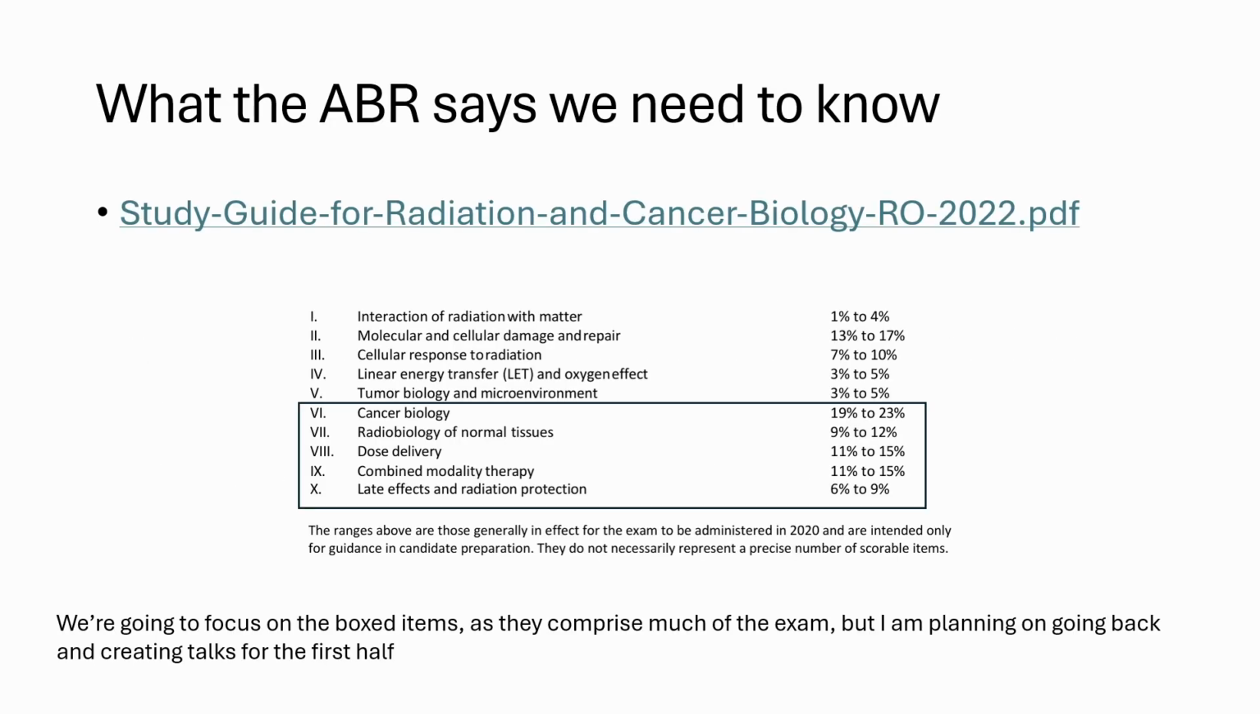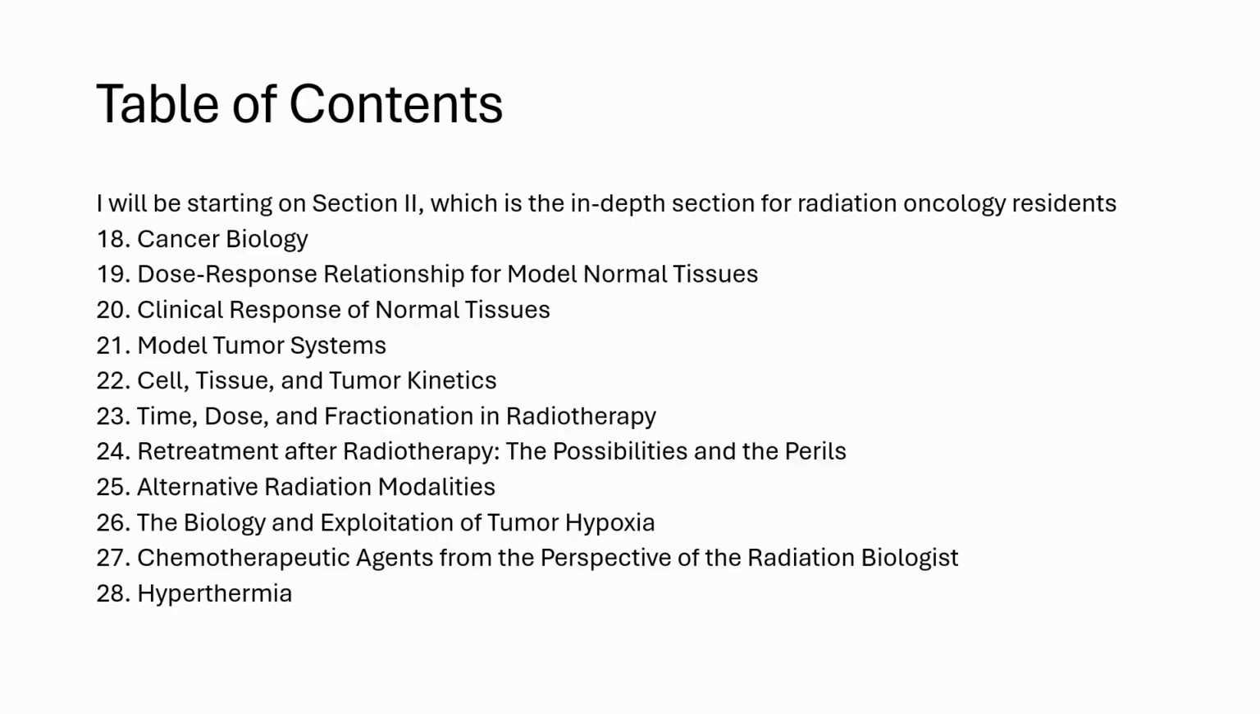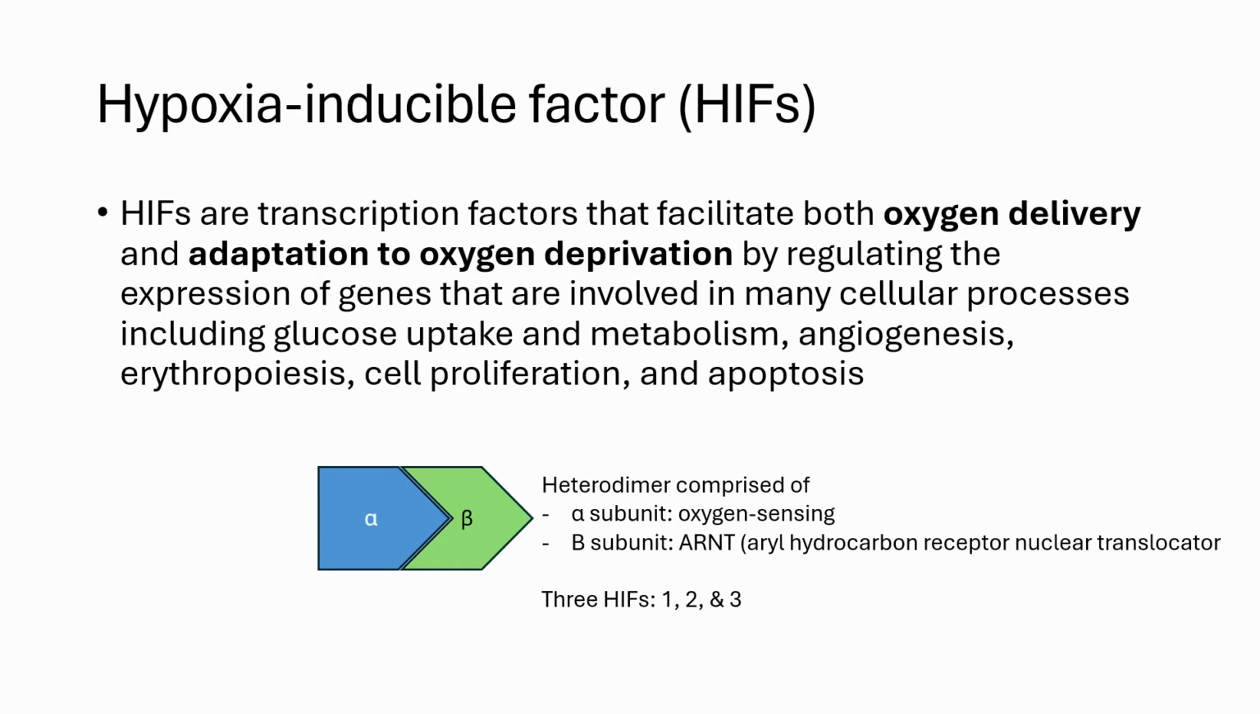What the ABR says we need to know. The box section is the second half of the Hall and Giaccia textbook that's meant just for radiation oncology residents. I've already made videos on the first half of the textbook that's for both radiology and radiation oncology residents. We are nearing the end of our topics that we need to know for the board exam. Here's the table of contents from section 2, and today we're going to be covering the biology and exploitation of tumor hypoxia.